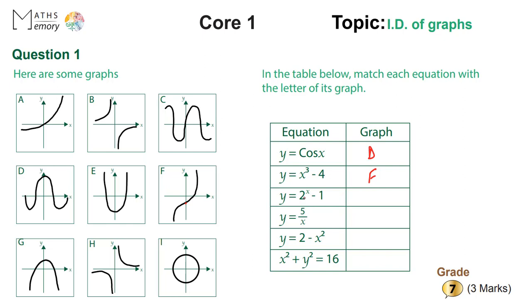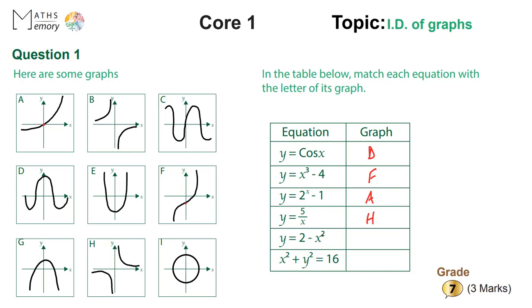Next one, exponential graph, 2 to the power of x minus 1. So normally 2 to the power of x would go through the y-intercept of 1. We're shifting it down by 1. It'll go through the origin, the y-intercept, it'll be A. Next one, reciprocal, 5 over x. So 5 over x will simply be H over here.